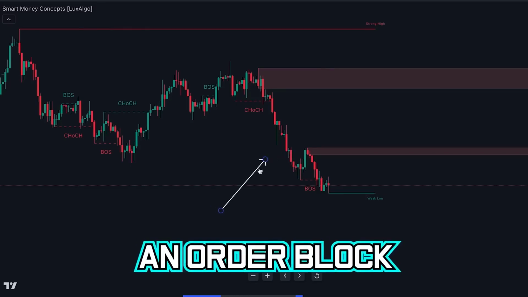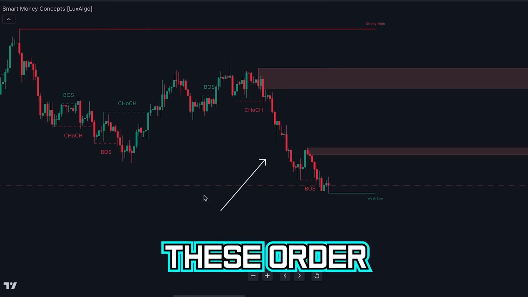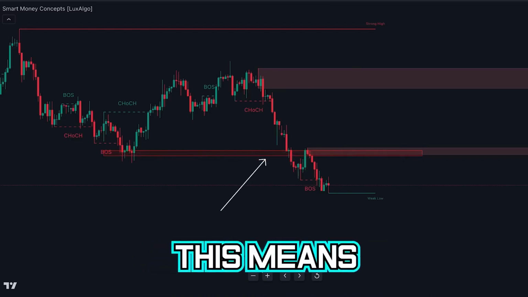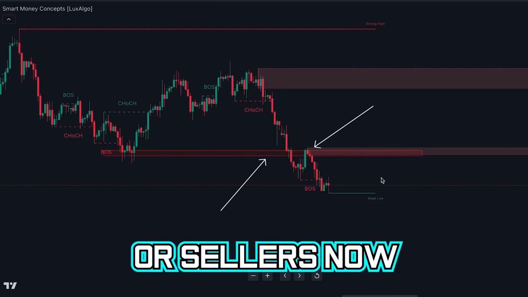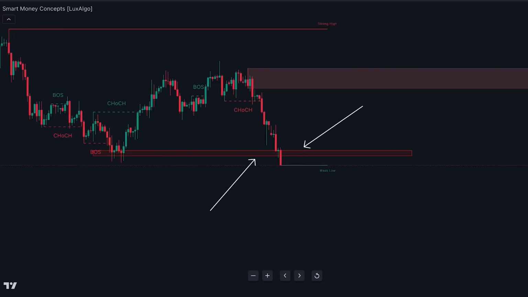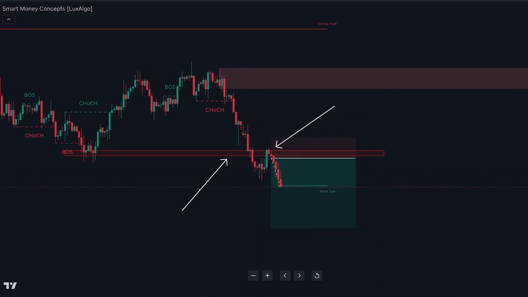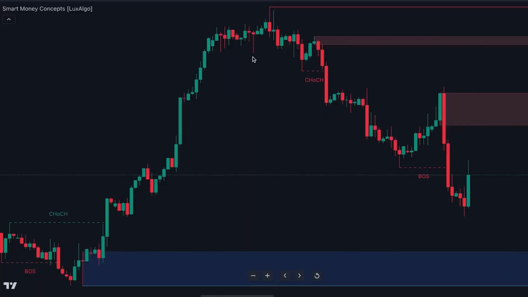So if price breaks an order block like this, given that these order blocks are created at levels where there are accumulation of orders, typically this means that there are buyers or sellers now trapped at this level. So once price gets back to that level, that buying and selling can cause a strong reaction from that zone. There are different teachings on how order blocks should be drawn.